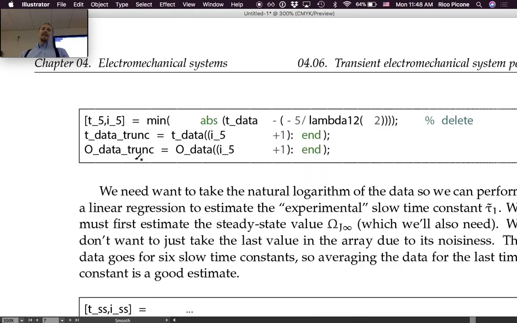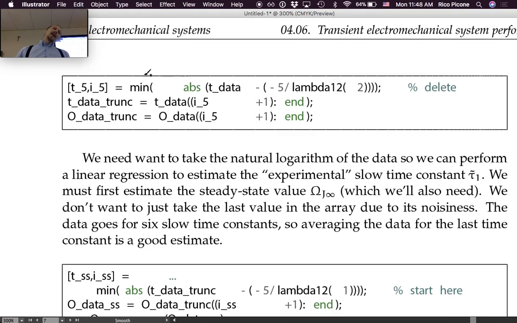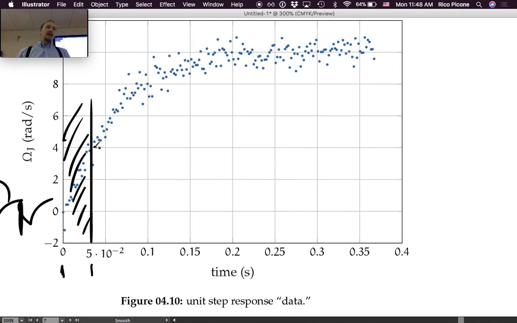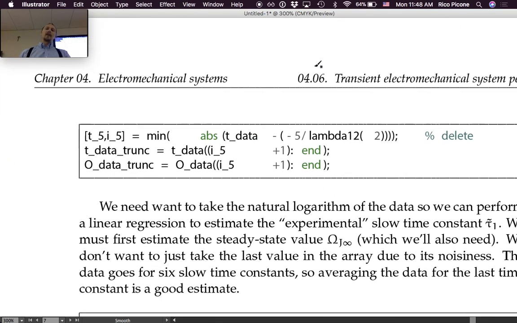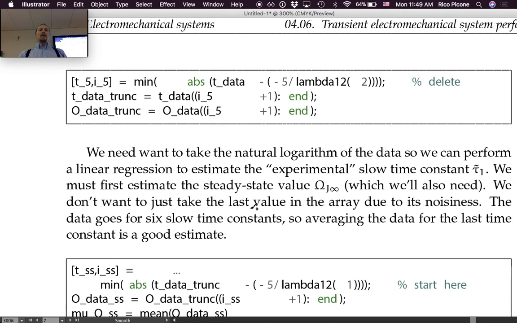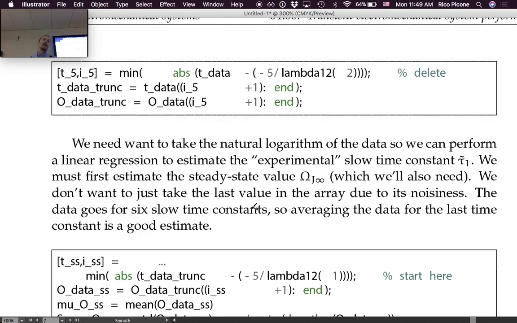So we do that. This is just a little trick, not really a trick, but this just computes the data point that's closest to 5 tau 2. It gives me the index of that data point so that I can say, okay, ignore the rest of that and just take the stuff afterwards. That's what I do. I called it I5, the data point on the boundary. So I take the next one and I go all the way to the end of T data, and that gives us truncated data.